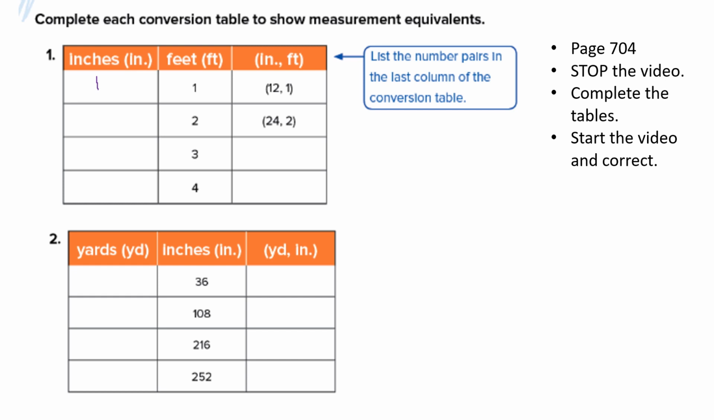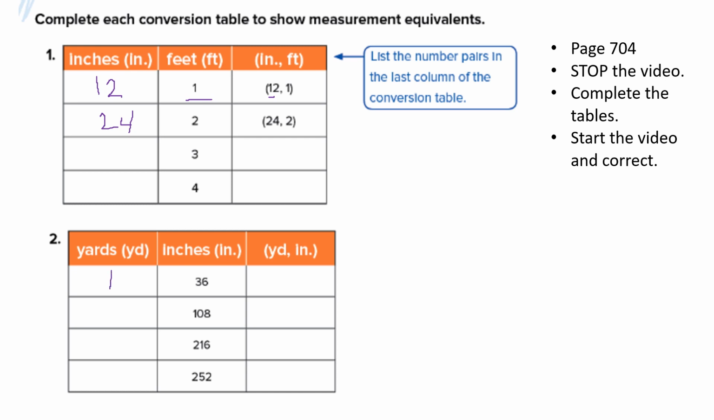So there are 12 inches in 1 foot, so then they put 12, 1. I'm not sure why. This seems silly. All you need to really know is what comes in the first column, but we'll follow directions. So 2 feet would be 2 times 12, which is 24. So it's 24, 2. Now you continue, and then number 2 is how many inches in a yard?